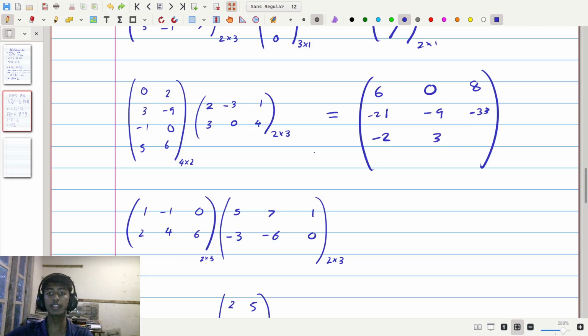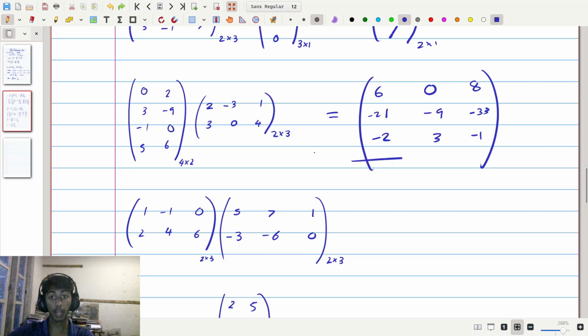The last element here is row 3, column 3, which is going to be third row times third column, which is negative 1 times 1, which is negative 1, and 0 times 4, which is 0. So there we have negative 1 plus 0, which is going to be negative 1.